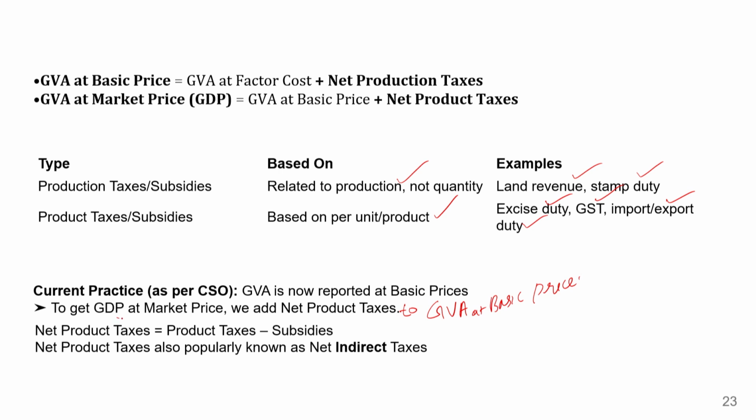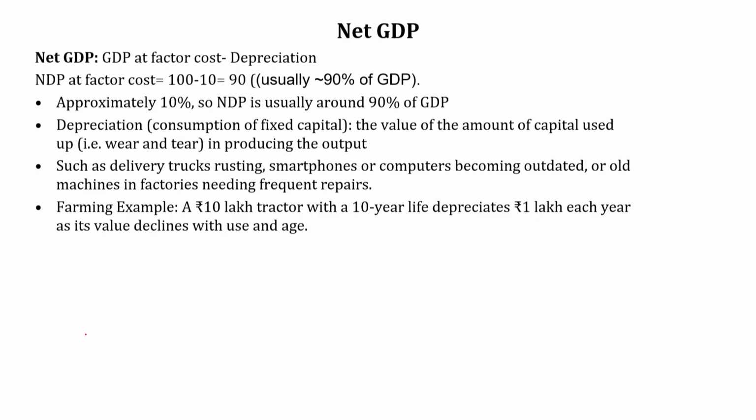So in order to get GDP at market price, we need to add net product taxes to GVA at basic price. As I already mentioned, the net product taxes is equal to product taxes minus subsidies. Net product taxes are also popularly known as net indirect taxes. So let's now get into another related concept.